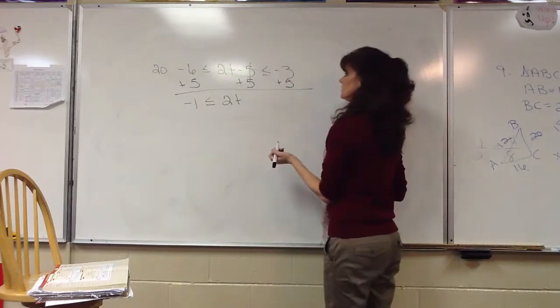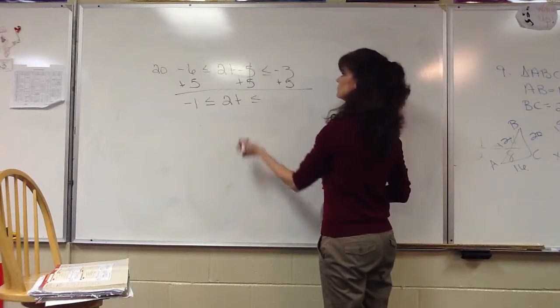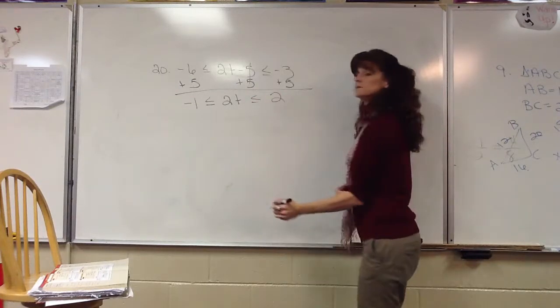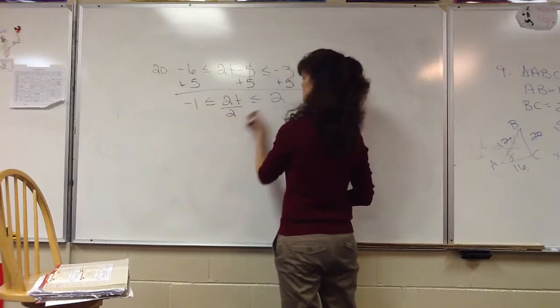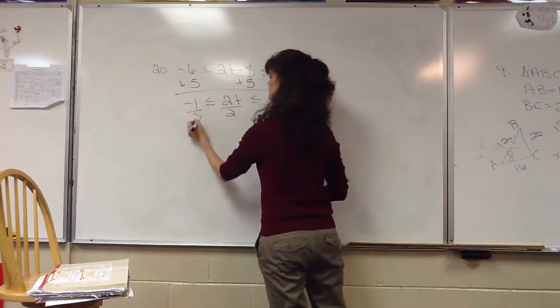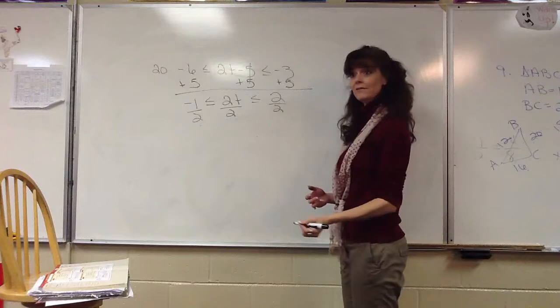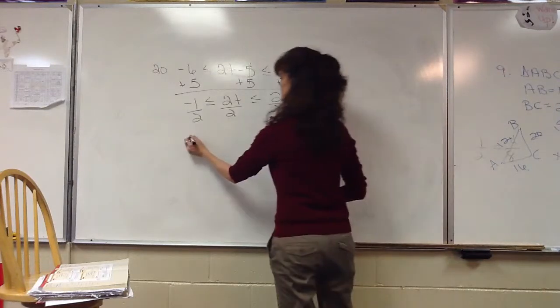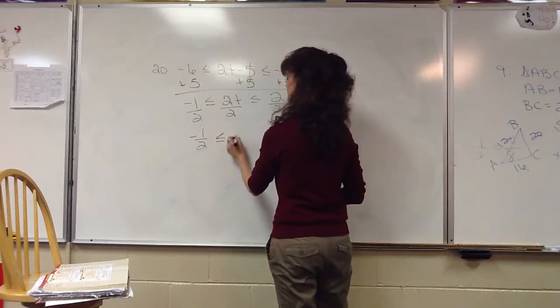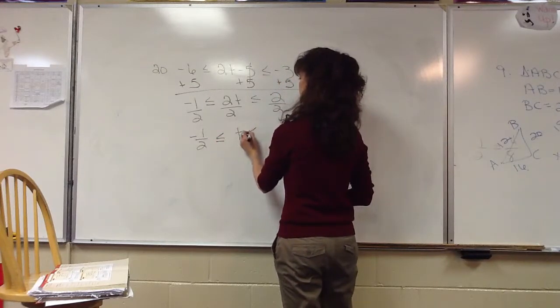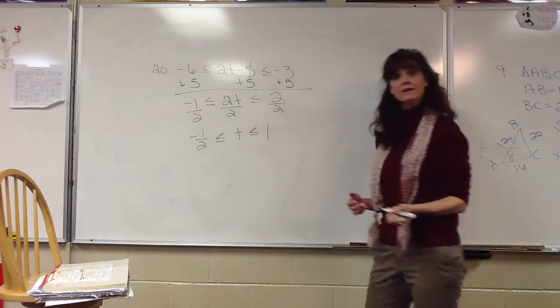And less than or equal to 2. Now what? Divide by 2 on all three parts. Now negative 1 over 2 is less than or equal to t, which is less than or equal to 1. Very good. How do we graph this?